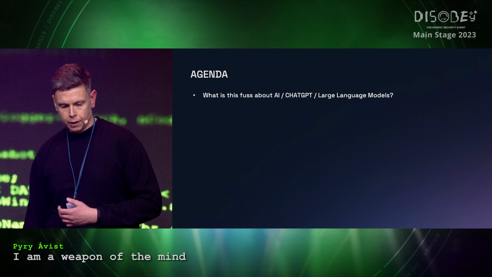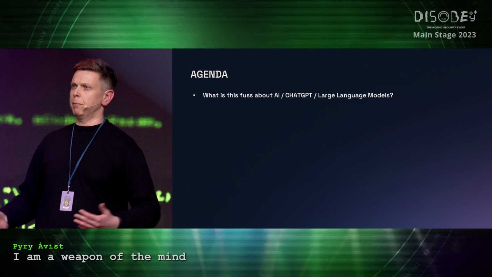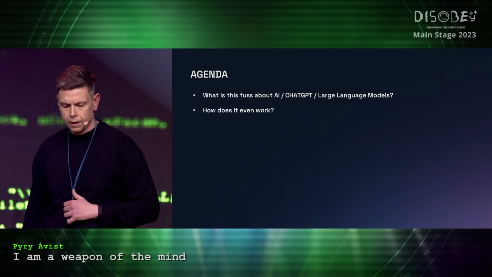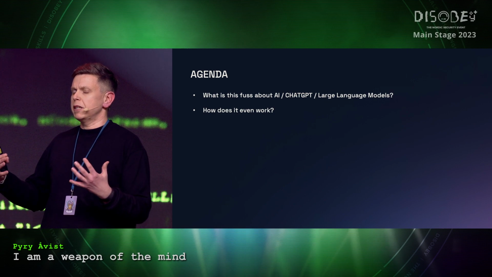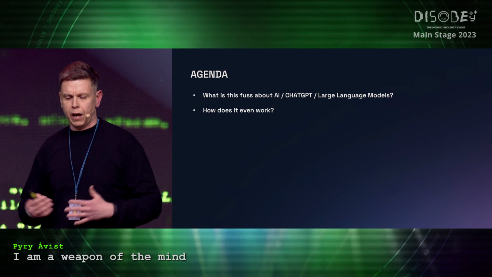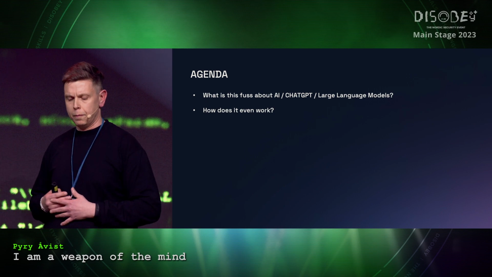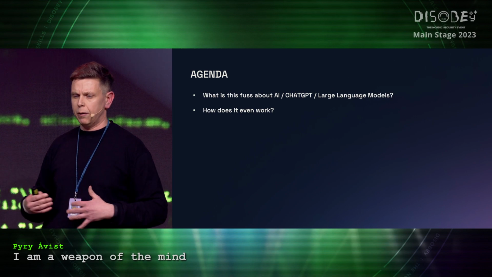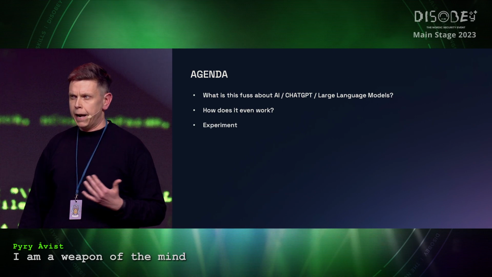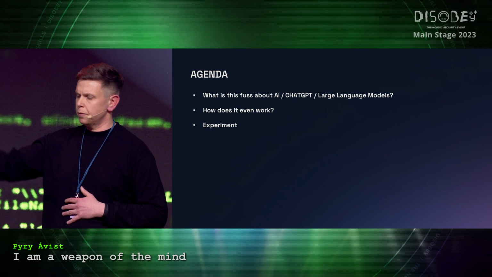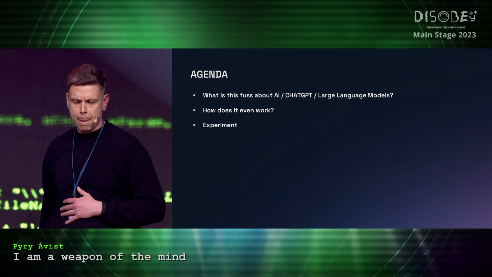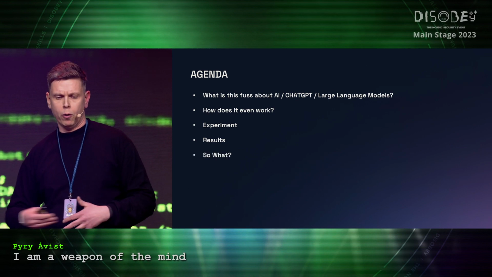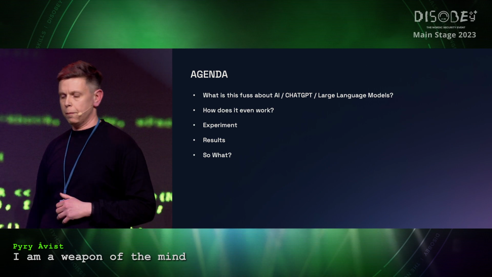So, the agenda. First, we're going to talk about what this fuss is about regarding ChatGPT and AI in terms of cybersecurity. Then we're going to talk a little bit about how they work. I'm sure many in the audience know this better than I do, but still we're going to get an idea of how these models work, how you train them, and what they actually do. Then we're going to talk about the experiment, what the setup was, and the results. And then, so what? What does this mean? What should we use this information for?